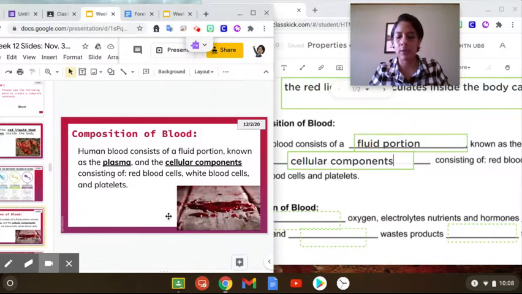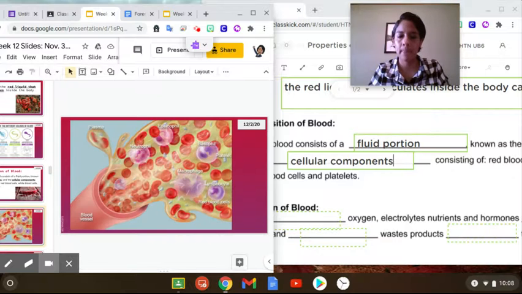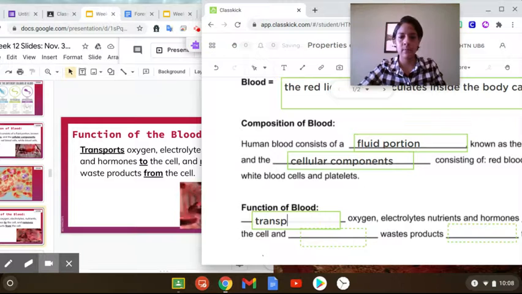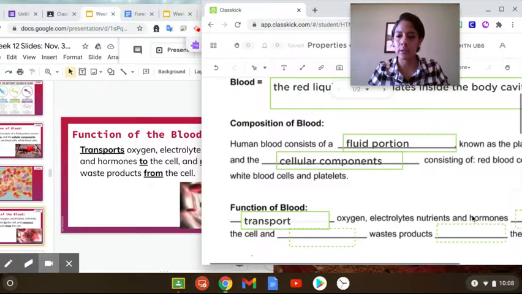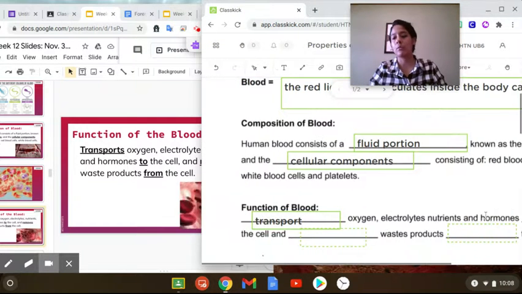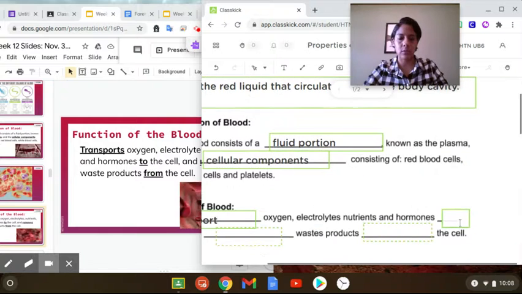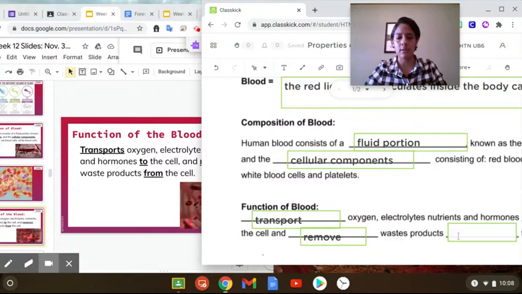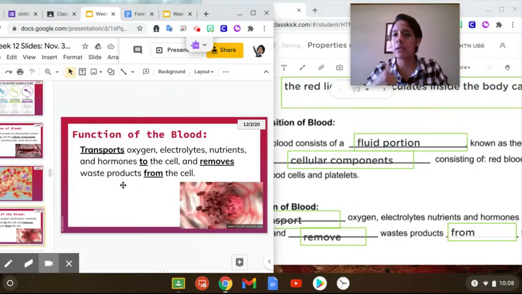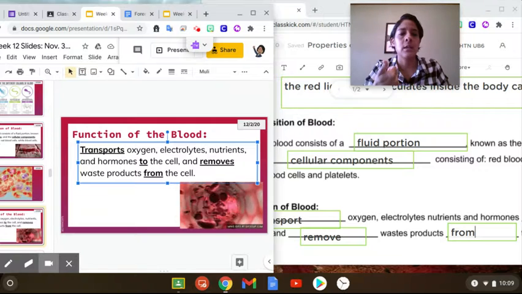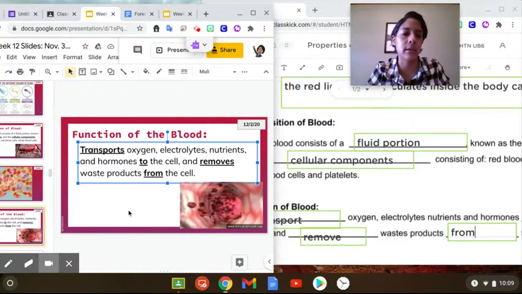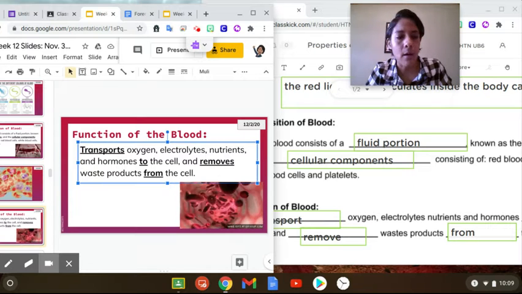Okay, so now we're going to go ahead and move to the function of the blood. The main function of the blood is to transport oxygen, electrolytes, and nutrients and hormones, and that's going to go to the cell. So it's going to go towards, and then it's going to remove waste products from the cell. All right, so it's taking things that the cell needs, such as oxygen, electrolytes, nutrients, and hormones. It's taking that to the cell and removing waste products such as carbon dioxide from the cell.